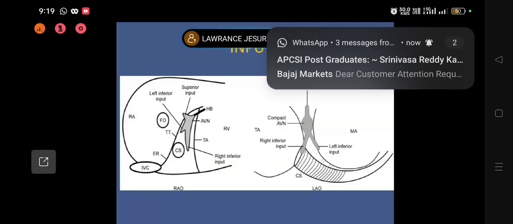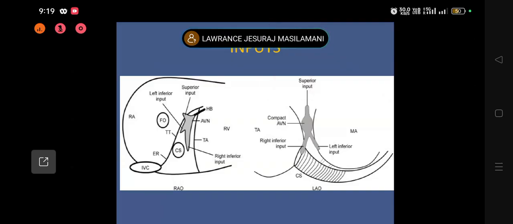In LAO view, again you could see that this is what I was telling you. You could see this is the safety margin you have. Your compact node is just above the area where you are ablating. If you are going to the roof of the coronary sinus, you are a few millimeters away from your compact AV node. So you have to be very careful. So this is the area which we are going to target, the right inferior input.